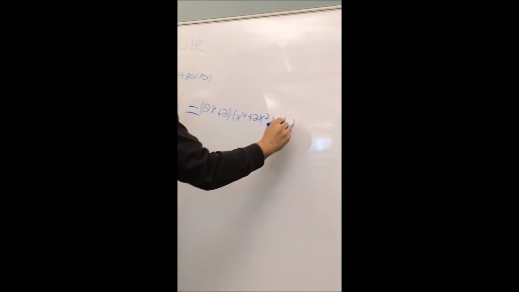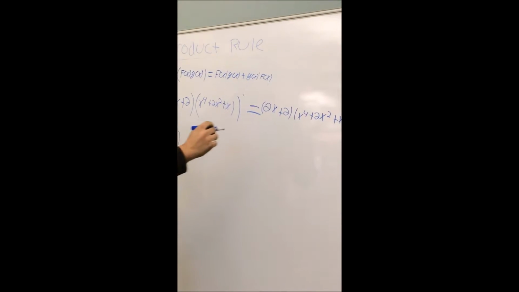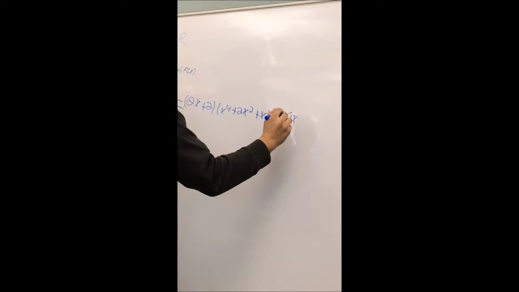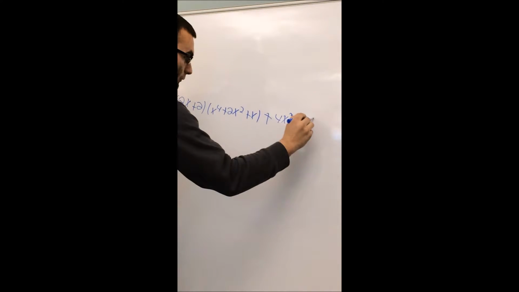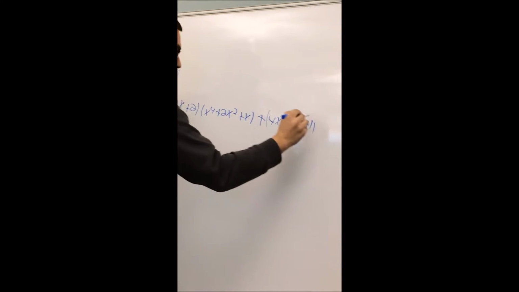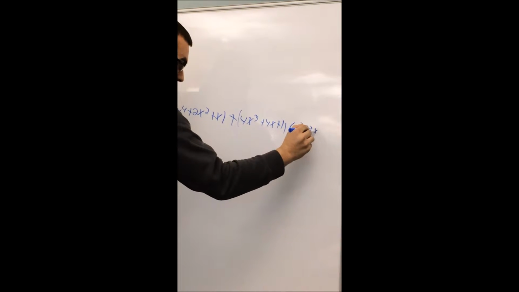Then we add g prime of x. g of x is again x to the fourth plus 2x squared plus x, so we have 4x cubed plus 4x plus 1 times f of x, which is just x squared plus 2x plus 2.